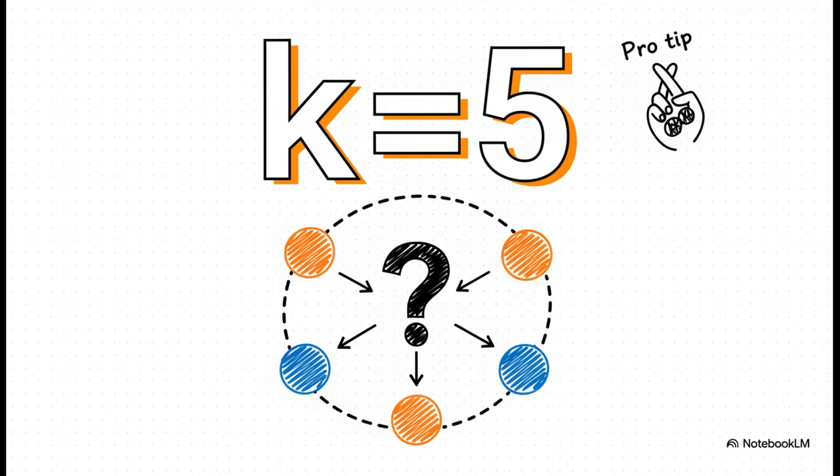Now, what happens if we set k to something like 5? This is where things get a lot more reliable. We find the 5 closest neighbors, and we basically take a vote. If 3 of them are class A and 2 are class B, guess what? Our new point becomes class A. And here's a little pro tip. You'll often see data scientists pick an odd number for k. Why? Well, it's a simple way to avoid annoying ties in the vote.